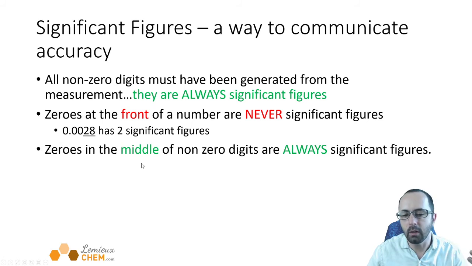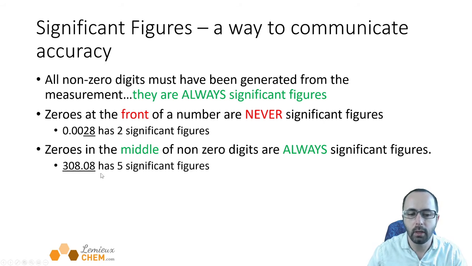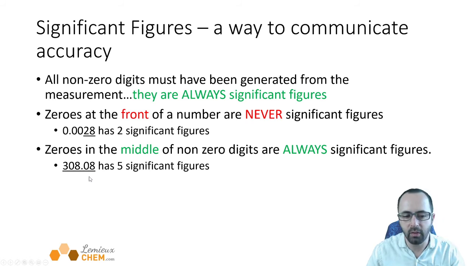Zeros in the middle of non-zero digits are definitely a part of the measurement. So they're always significant figures. So here, this measurement has two zeros, one between the 3 and the 8, and one between this 8 and this 8. So those zeros are significant along with the other non-zero digits. So all 5 of these digits are significant.